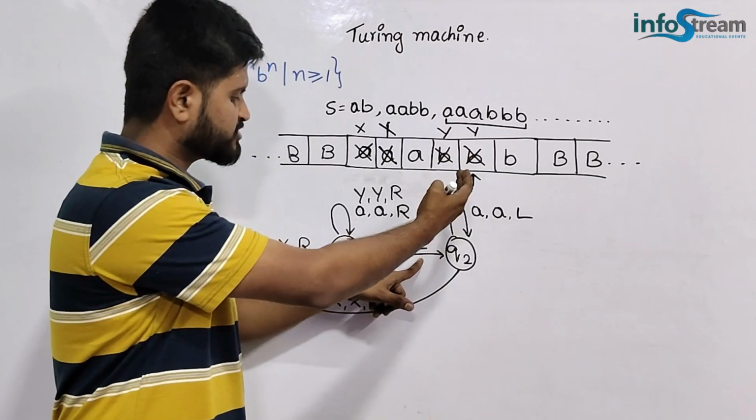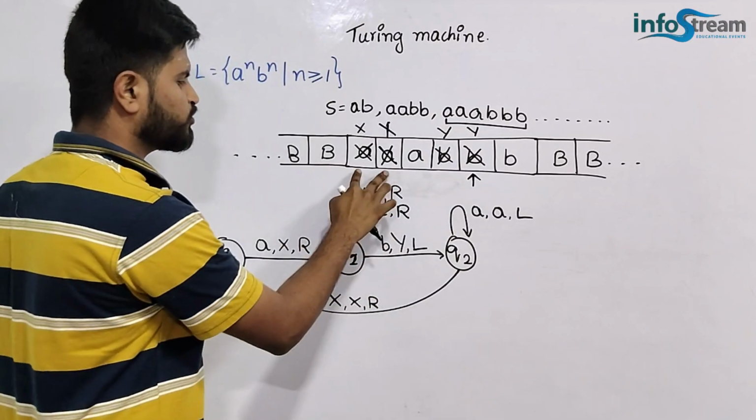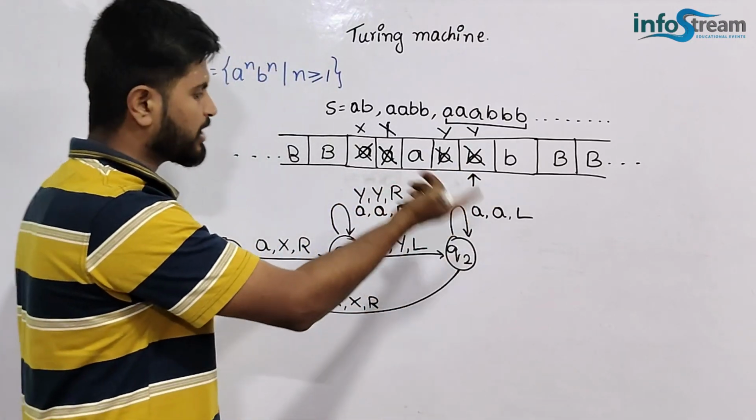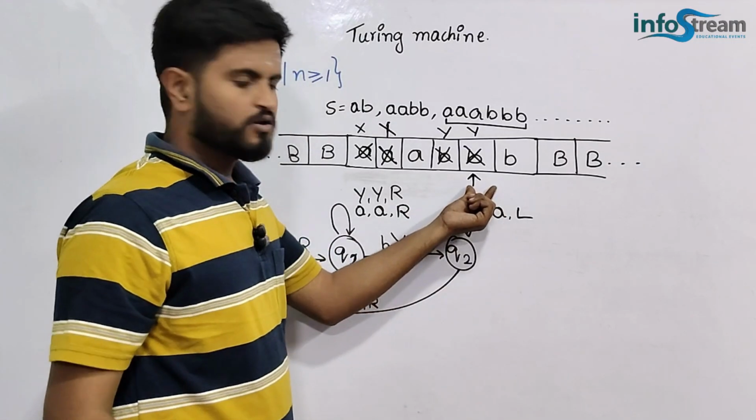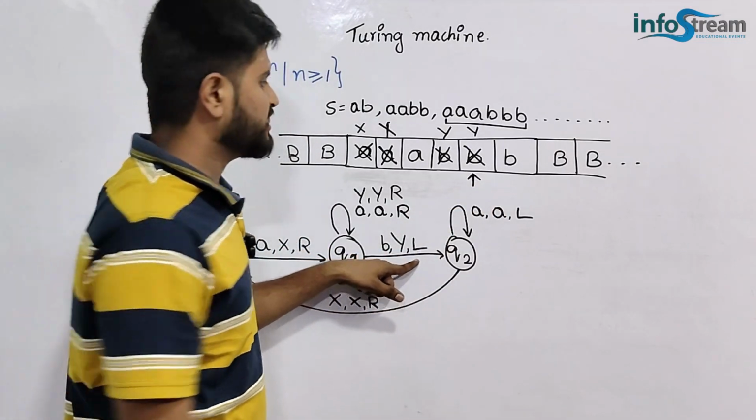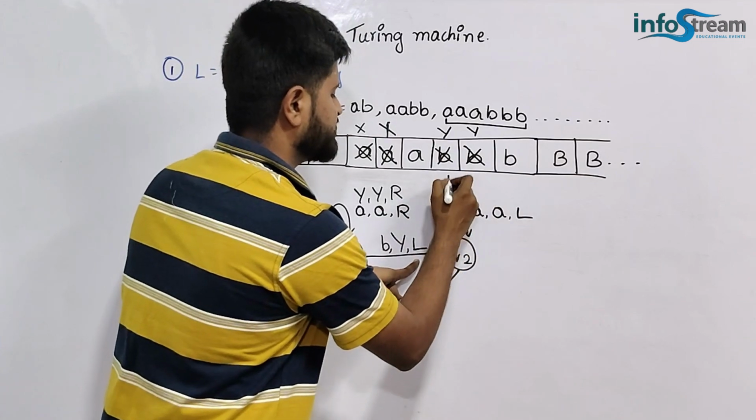And now we must move to the left again, because 2a are over, 2b are over. Now again I must come to a. Now my read write head is here. So I told it to move to the left side. So it will be moving to here.